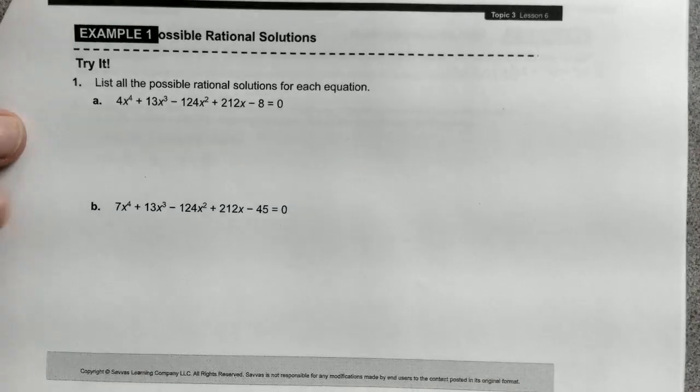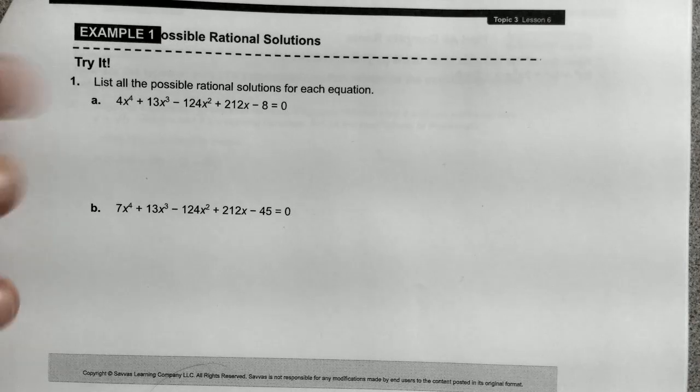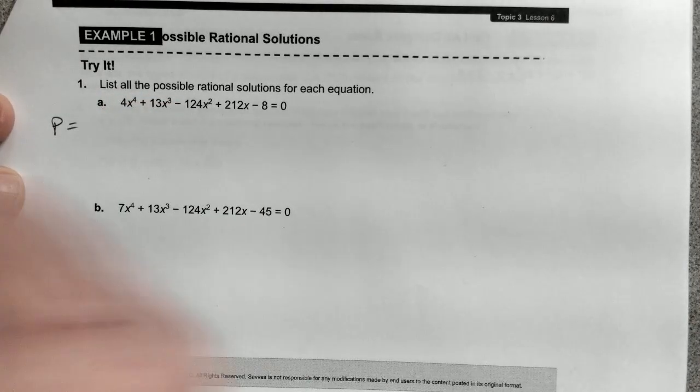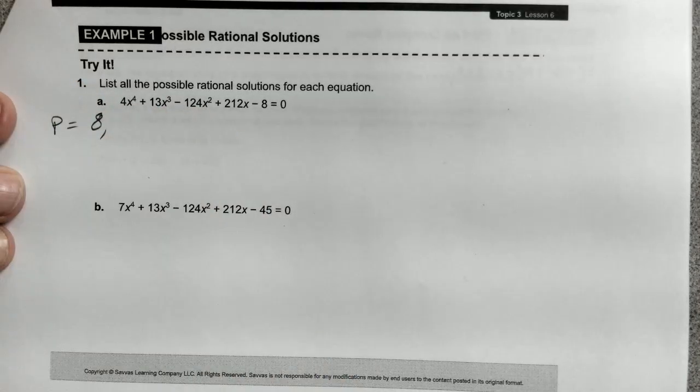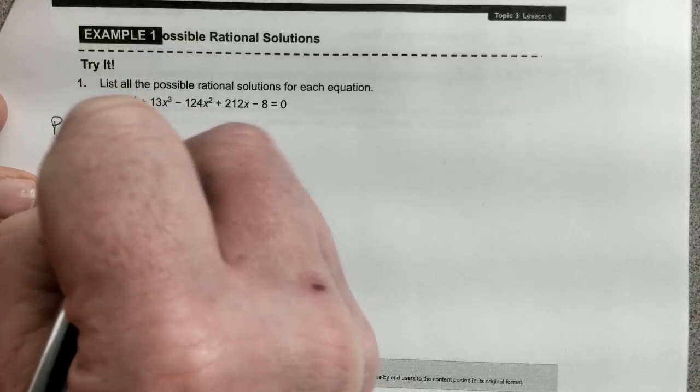Alright, sweet. Let's try that again. Let's try it twice. Looking here at A, what's the value of P going to be? 8. And all of the factors of 8 are 8. What else? 4, 2, and 1. Good.